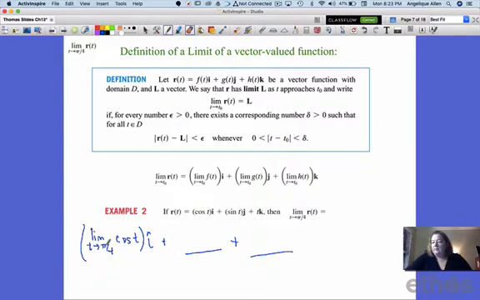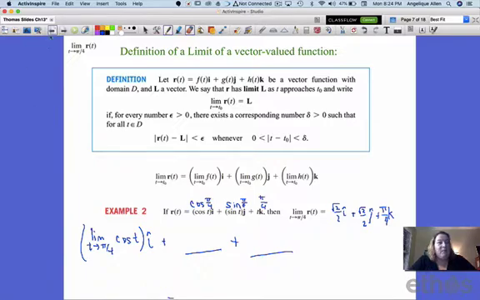So, silence my phone, sorry. So if I plug in pi over 4 into each of these functions, I'm going to get cosine of pi over 4 i, sine of pi over 4 j, and pi over 4 k. So we're going to have root 2 over 2 i plus root 2 over 2 j plus pi over 4 k. That would be the limit of our function as it approaches pi over 4.